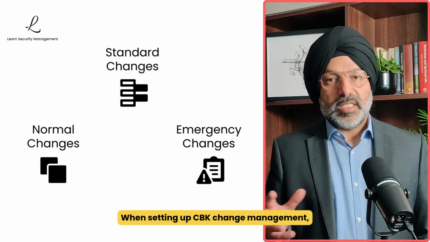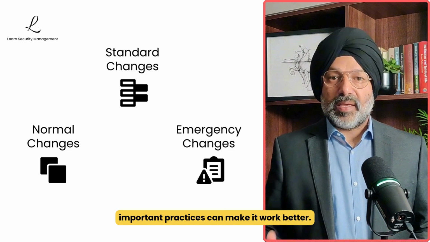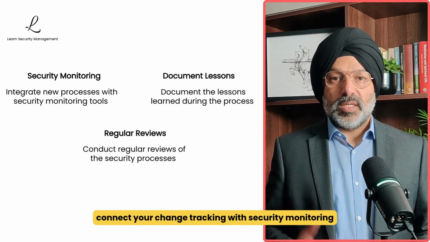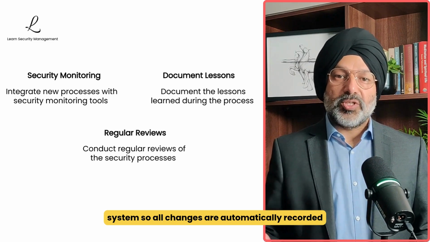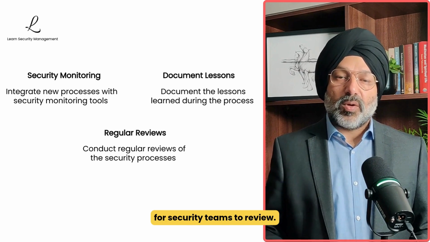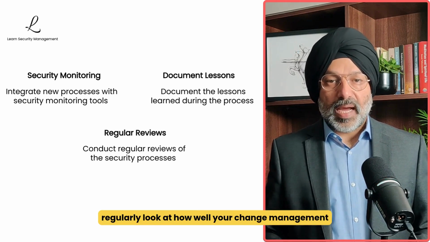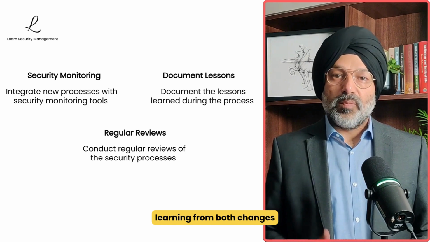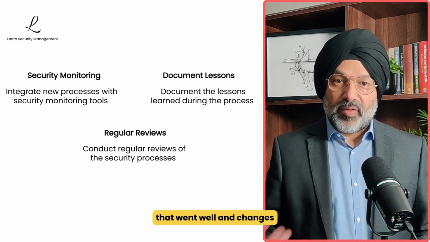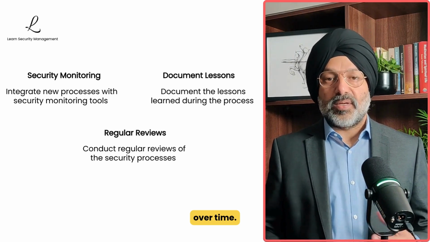When setting up CBK change management, two important practices can make it work better. First, connect your change tracking with your security monitoring system so all changes are automatically recorded for security teams to review. Second, regularly look at how well your change management process is working, learning from both changes that went well and changes that caused problems to make your process better over time.